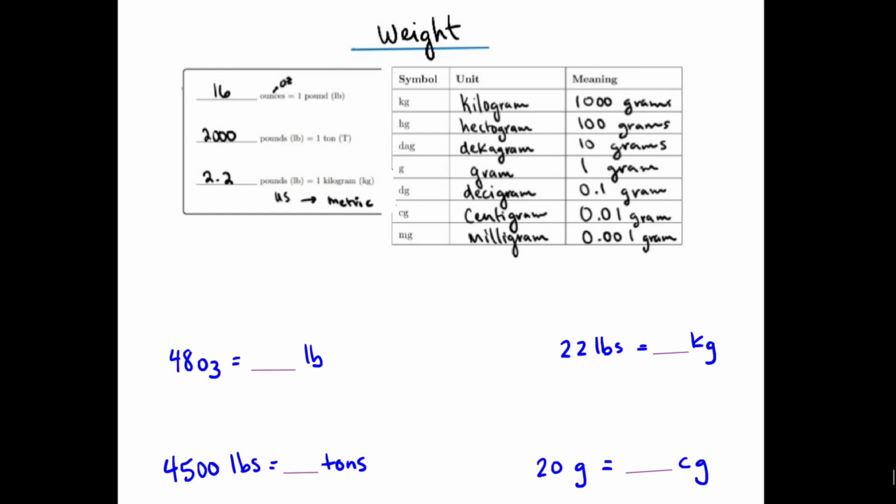So we see the different conversion factors for weight given above. Let's take a little bit of time and work through these examples. I want to give everybody a few minutes to attempt these on their own, and then we'll discuss the work together.